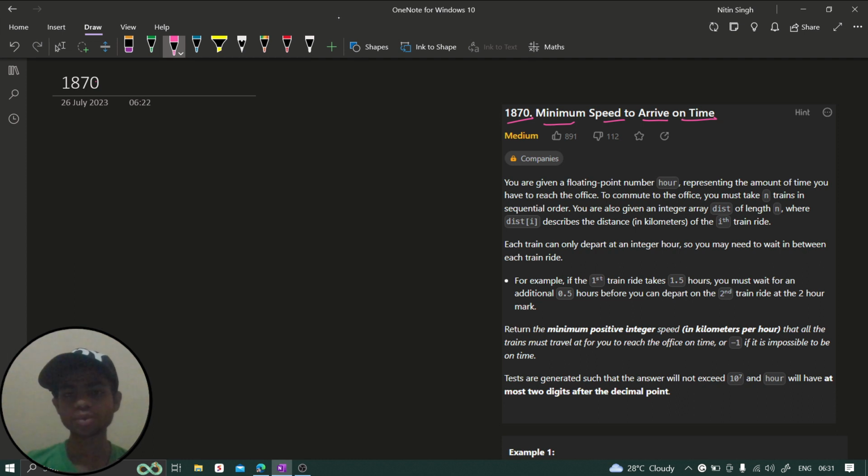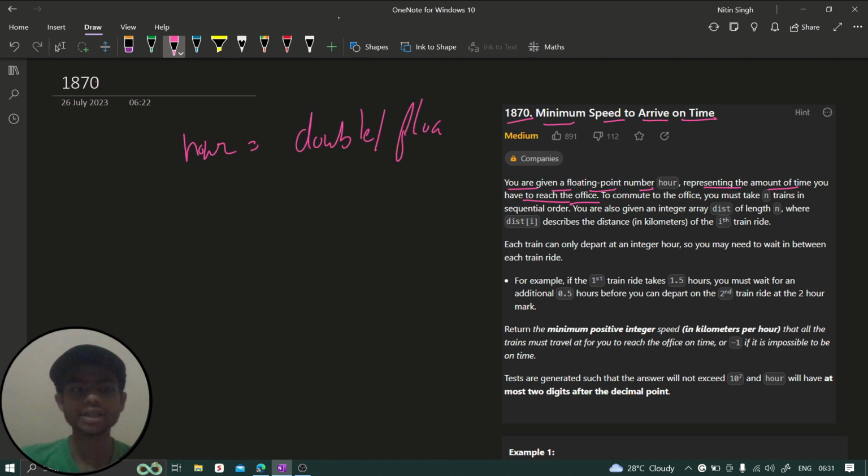So now let's see what this problem says. The problem says you are given a floating point number hour representing the amount of time you have to reach the office. So we are given first of all one input that is nothing but hour. It is a floating point, that means the data type is going to be double or float. That is clear.